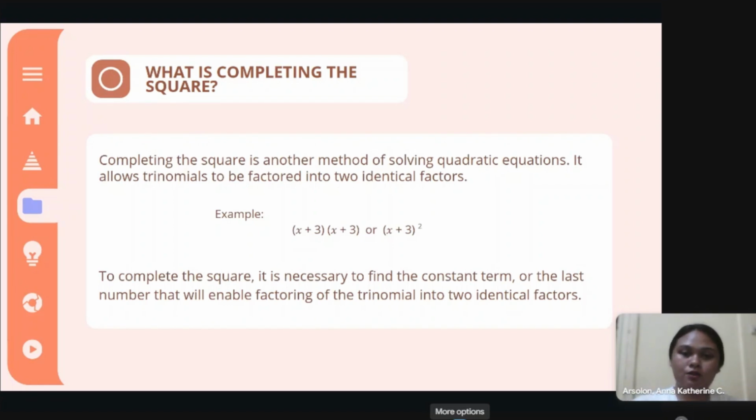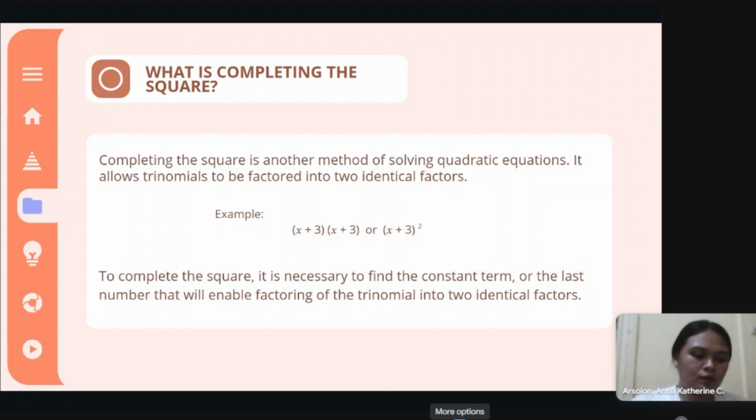So completing the square is another method of solving quadratic equations. It allows trinomials to be factored into two identical factors. So for example, we have here x squared plus 6x plus 9. You will get the factors of it: x plus 3 times x plus 3, or x plus 3 squared.